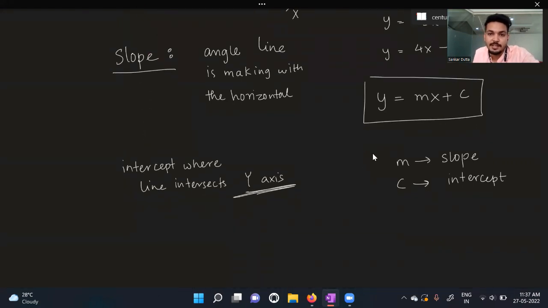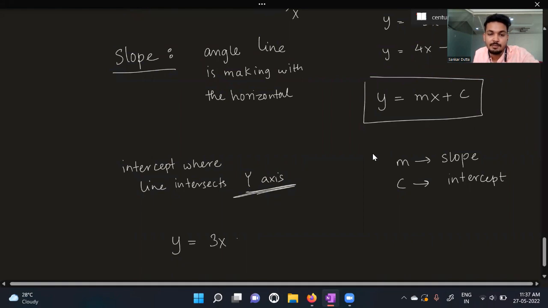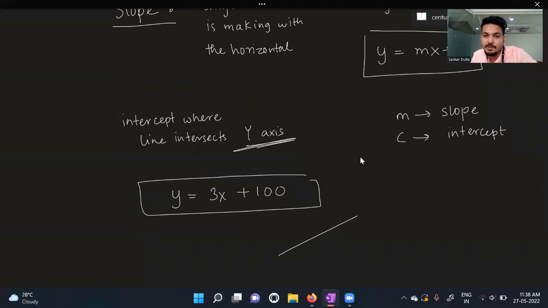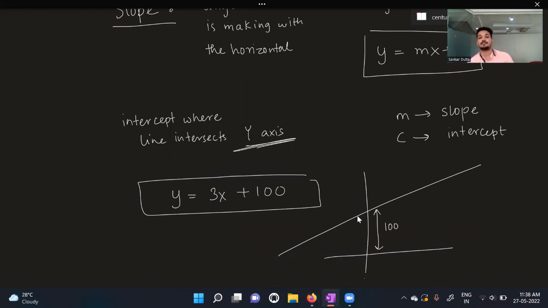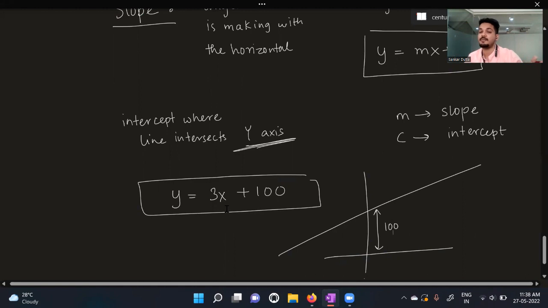Okay, so if in an equation you have y equals 3x plus 100, that means what? The line will intersect at (0, 100). That is something that you can know. And another thing, from this equation there are two pieces of information you'll get. The slope of 3 will look something like this, and this distance from the origin would be 100, right? So whenever you are given a linear equation, from that you can pretty much extract a lot of information about the straight line that it will make. The only thing you have to know is what represents what. So in y equals mx plus c, m is the slope, c is the intercept, right?